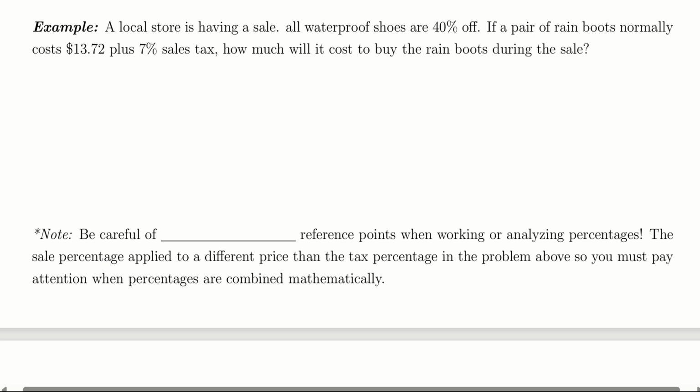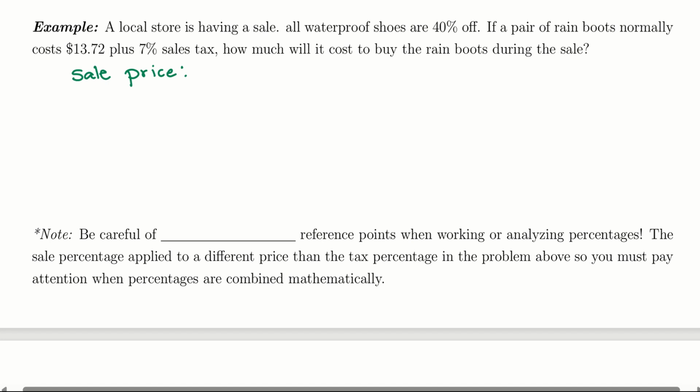So let's work through this example where a local store is having a sale where all waterproof shoes are 40% off. We know the rain boots normally cost $13.72. Let's start there. Let's find the sale price. I'm going to use our one-step process to find the sale price.